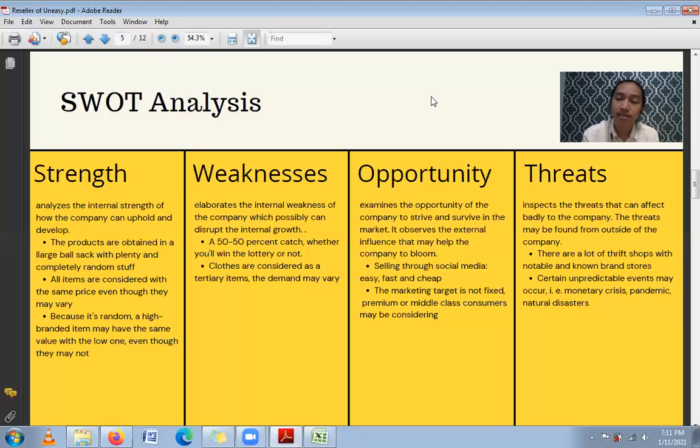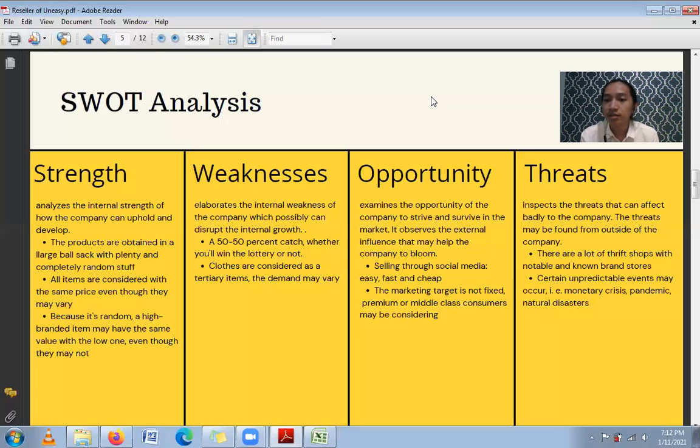And then the threats basically inspect the same things, but they are external, from the outside of the company. As I've mentioned in the presentation, there are a lot of thrift shops with notable and known brand stores. So this kind of business has a lot of rivals. There are many people also working in this kind of business.